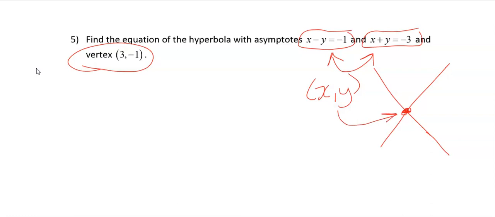Okay? So now, if you had a piece of graph paper, you could plot that center. You could plot this vertex. You can easily tell which direction this hyperbola is going to open in. There's a little more to it than that, though. And I may go over it in class with you.